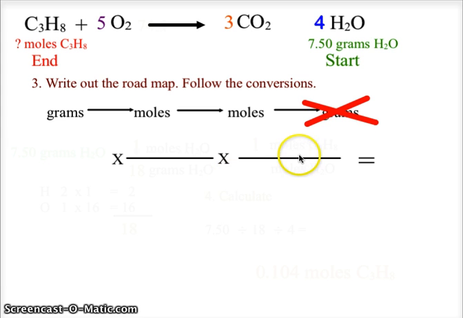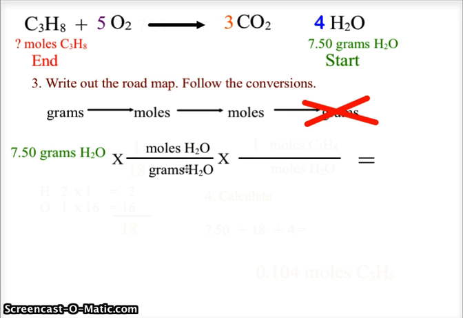So once again, we need 2 conversion factors. We begin with the 7.50 grams of water. We are going to convert to moles of water by getting rid of grams of water, and 1 mole of water is always equal to the atomic mass or gram formula mass of the molecule. So water, 2 times 1 is 2, 1 times 16 is 16, and this gives us a mass of 18 grams for our molar mass. So our 1 mole is equal to 18 grams.